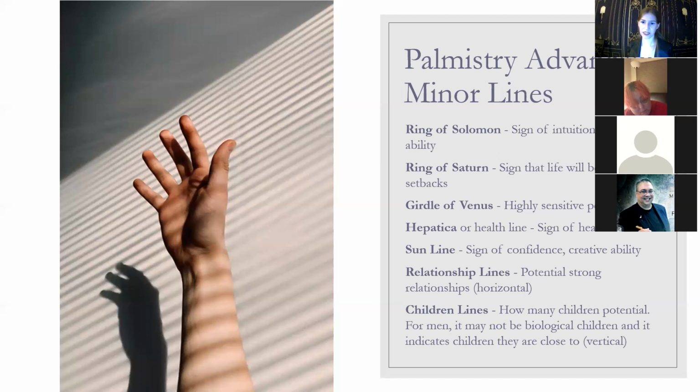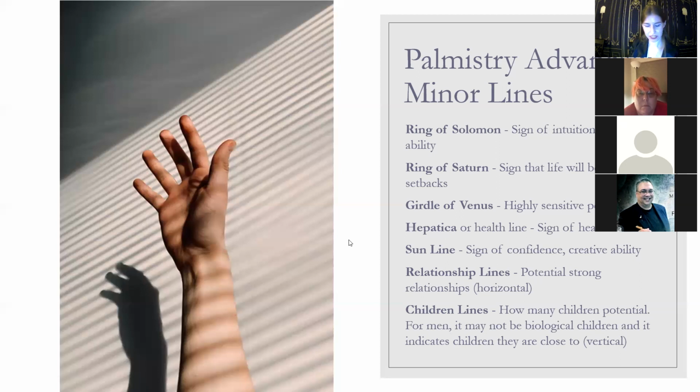So that's another myth you'll have to dispel. Relationship lines are not necessarily your marriages. They are strong relationships. Children lines are your potential to have kids, not necessarily, oh, you're going to have 9 kids in your life. Thank goodness. We do not have to handle that anymore as women, as people who bear children.